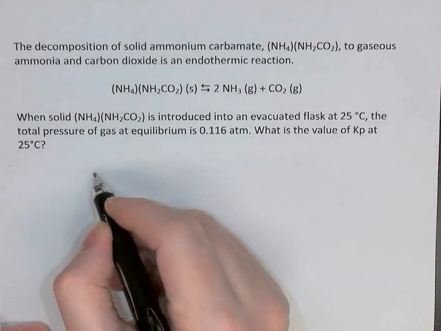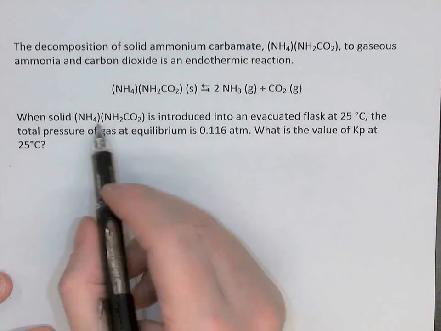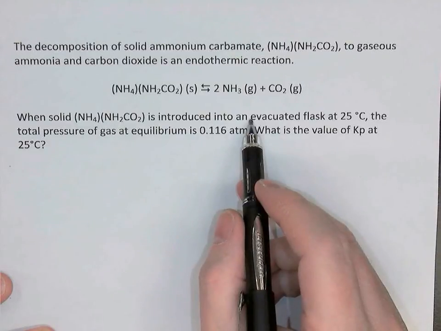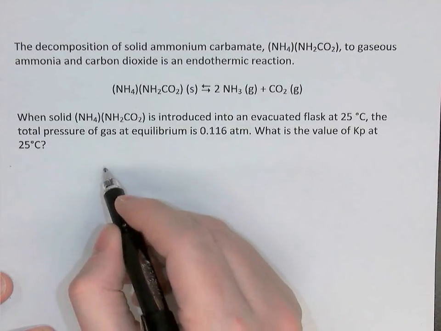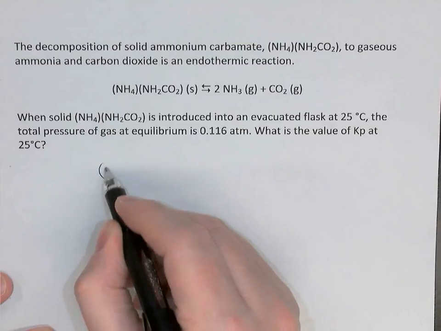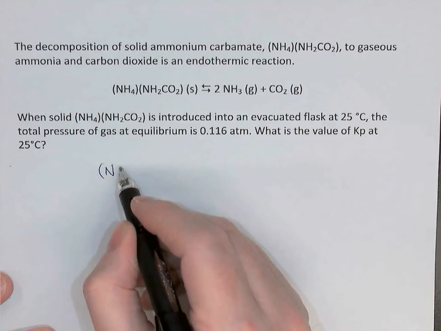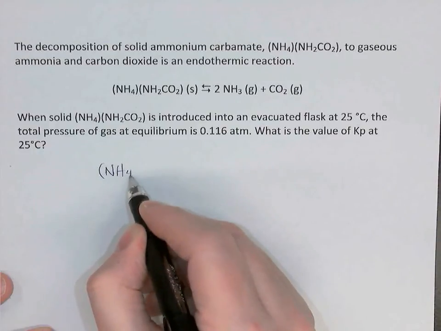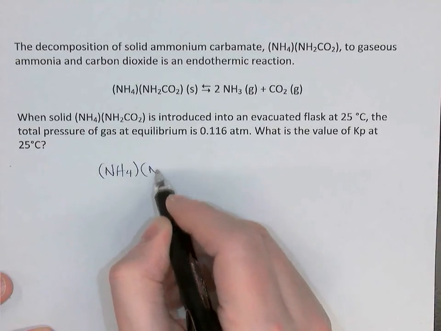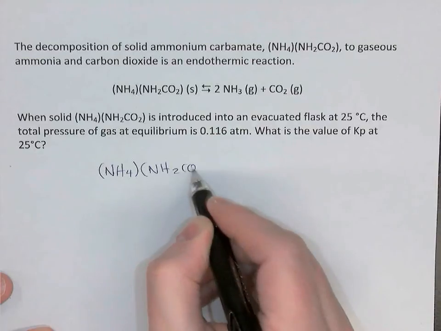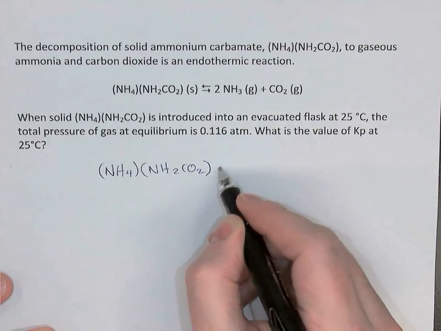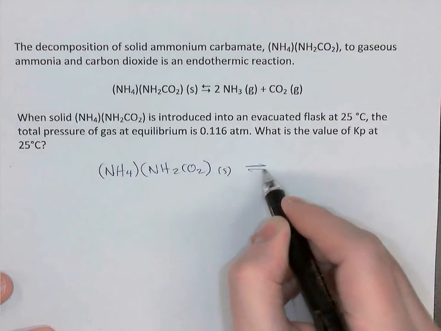Okay, so the solid was introduced into the vessel. Now earlier we did a question where there was a solid and we were told how much solid was put in and how much is left at equilibrium. In this question, we're not actually told how much is put in. Because of that, I'm not actually going to worry about this solid in my ICE table. Let me just write my equation.